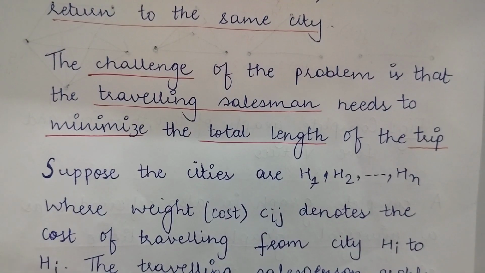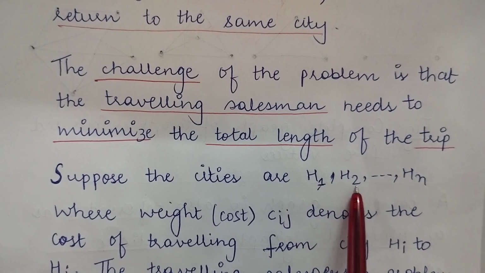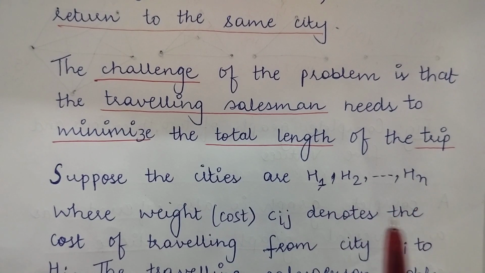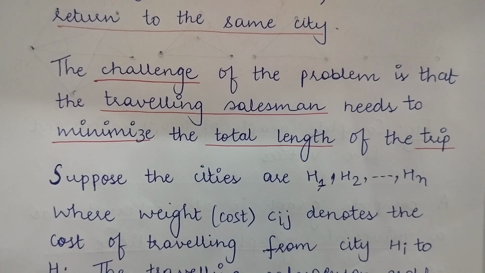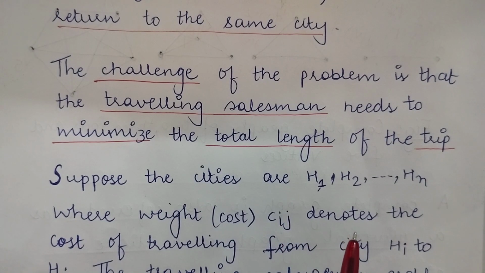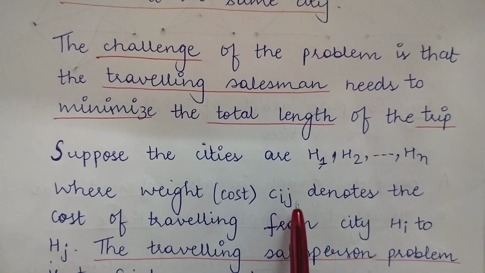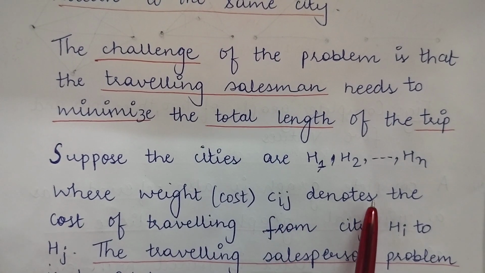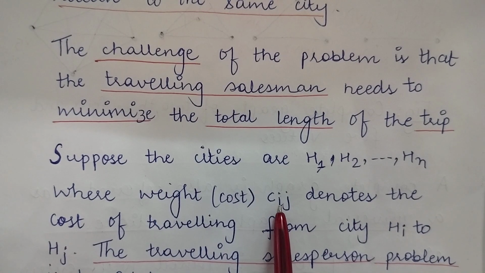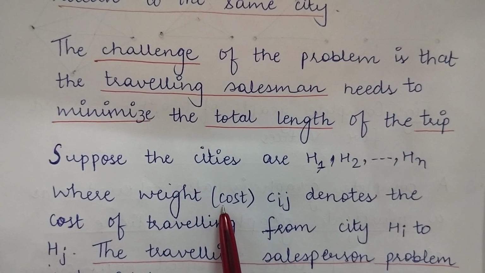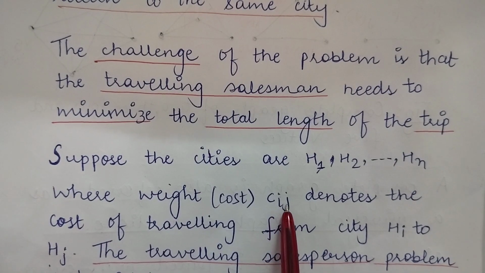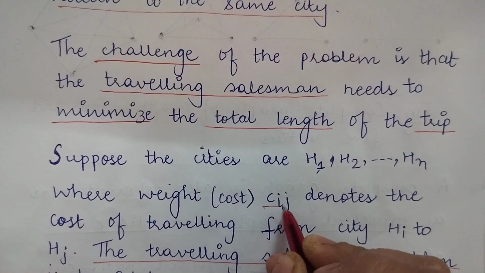Now, suppose that there are cities called H1, H2 till Hn. So H1, H2 till Hn represent hypothetical cities, right? Every city will have a weight or cost associated with it, and that cost would be denoted by Cij. Now this denotes the cost of traveling from city Hi to city Hj. When I say Ci to Cj, that means from one particular city to another city. So starting from city i to city j, the cost of reaching from city i to city j is represented using Cij.